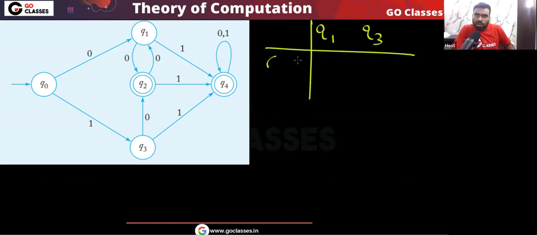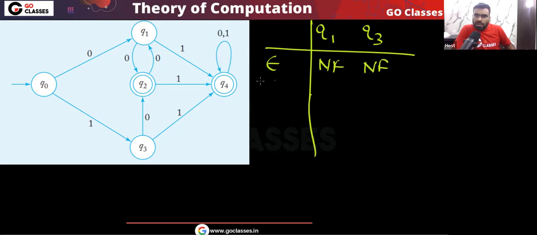Okay, what is remaining then? What do we have to check? Tell me, what is remaining to check? Let me know. So you can see Q1, Q3 are remaining to check. Tell me, what about Q1, Q3? Let's check Q1, Q3. On empty string, both are going to non-final.